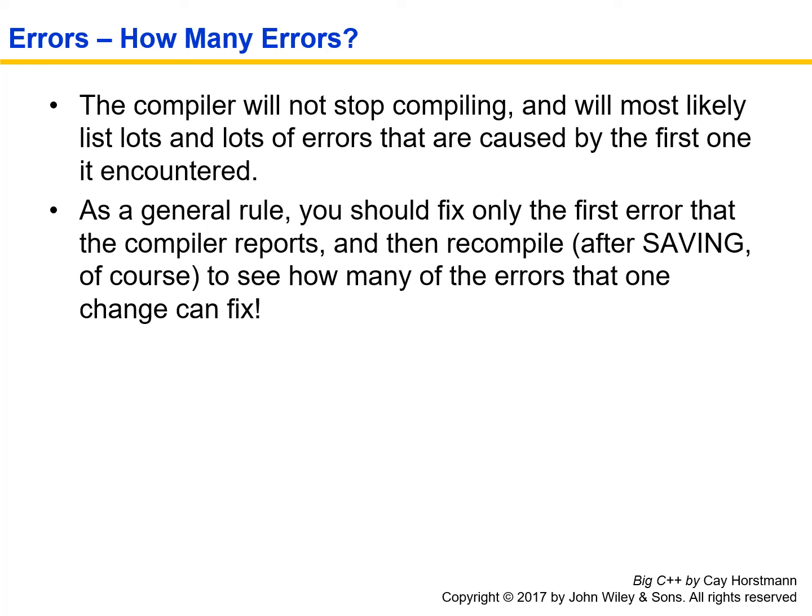Okay, when you get errors, the compiler generally does not stop compiling. It will keep going through the rest of your code, and one error may end up sparking several more errors before you get to the end of the program. As a general rule, it's best to fix only the first error that the compiler reports, and then recompile the program, rerun, see if you've fixed maybe several errors with one fix.